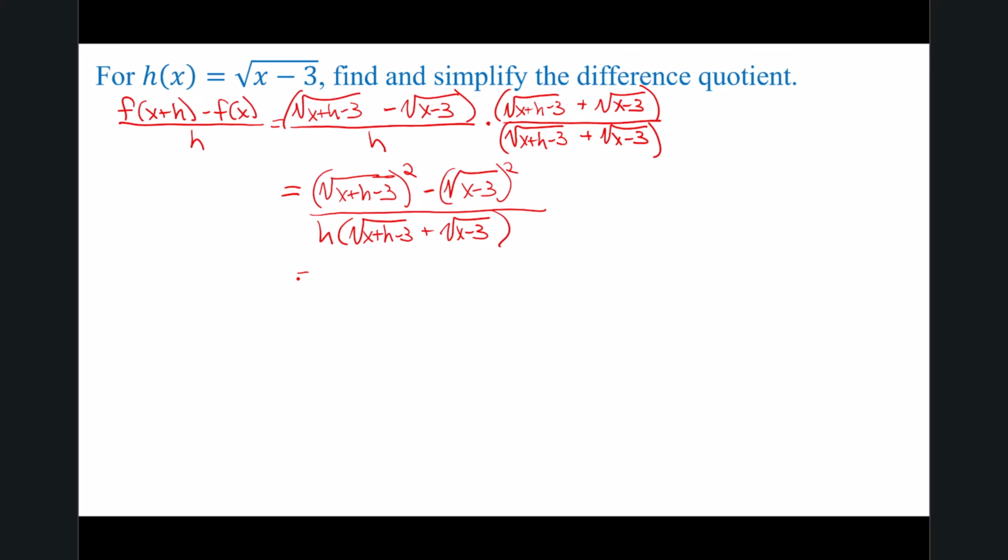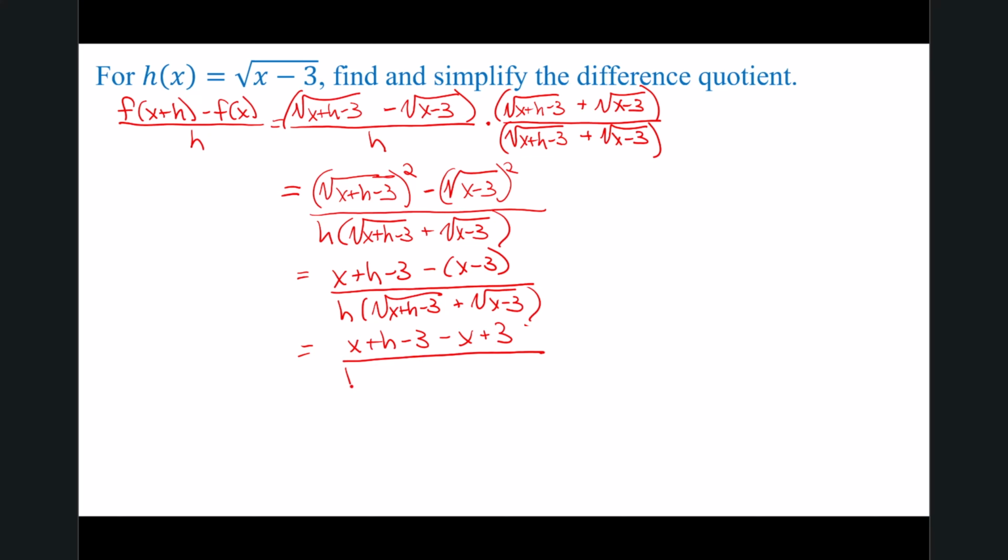So in my numerator, the square root of something squared, the square root and the squared cancel out, and I have x plus h minus 3 minus x minus 3 all over h times square root of x plus h minus 3 plus square root of x minus 3. Simplifying in the numerator, I have x plus h minus 3 minus x plus 3, and still over my same denominator.